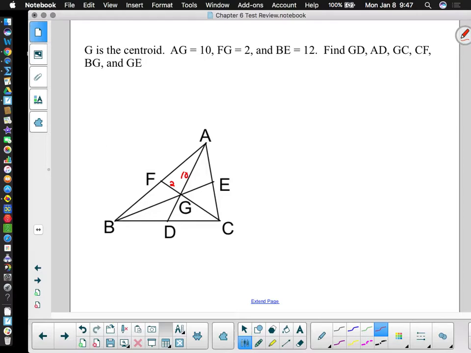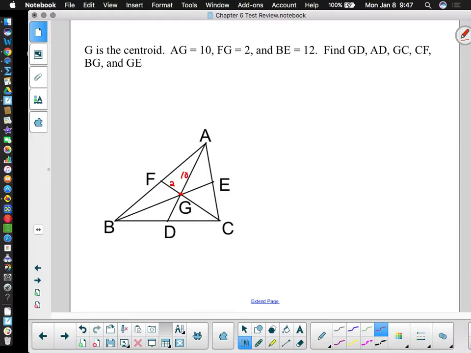All right. Now, we have to remember what a centroid does. The centroid, right here, the idea is that point divides each median into one segment that's two-thirds of the whole thing and one segment that's one-third the length of the whole thing. Or I've got a long part and a short part. The long part is twice as long as the short part. And the short part is one-third of the whole thing.